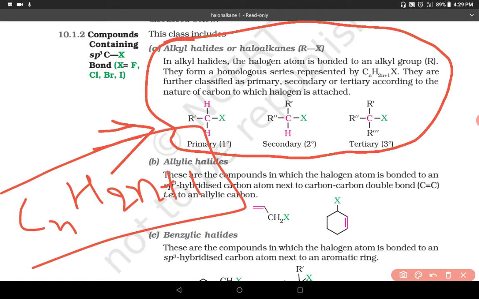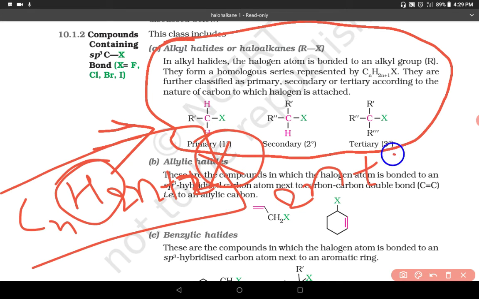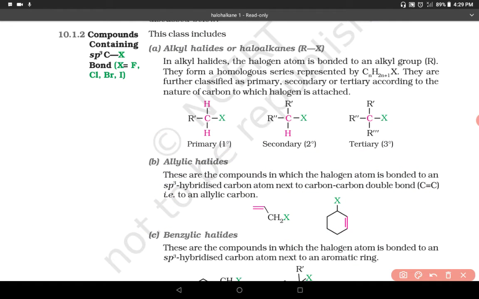You know the homologous series for alkanes is CnH2n plus 2. But here X replaces a hydrogen, so we have to subtract 1: 2n plus 2 minus 1 is equal to 2n plus 1. That's why the homologous series is represented by CnH2n plus 1 X.